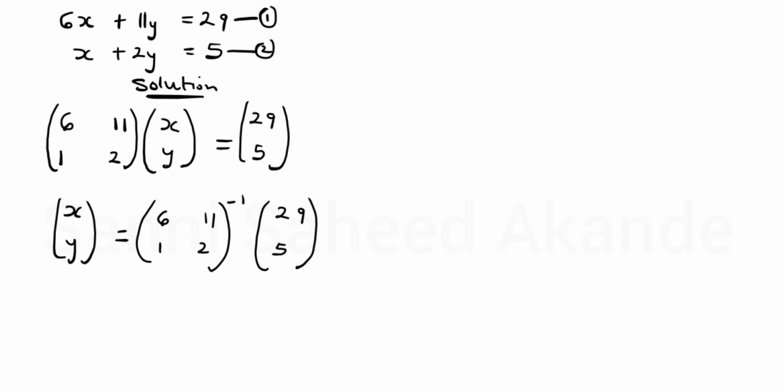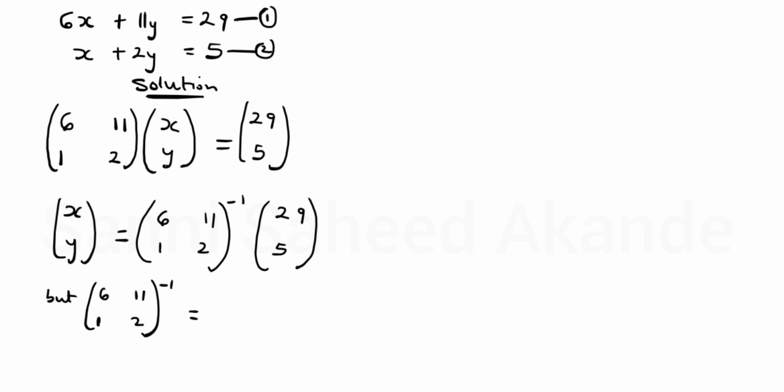Let me just write the matrix 6, 11, 1, 2 raised to power minus 1. So this is what we call the inverse of a matrix. Now you still remember how to find the inverse of a matrix. If not, you can go to the previous videos that I made on inverse of matrix and go through them. Now let's quickly find the inverse of this matrix.